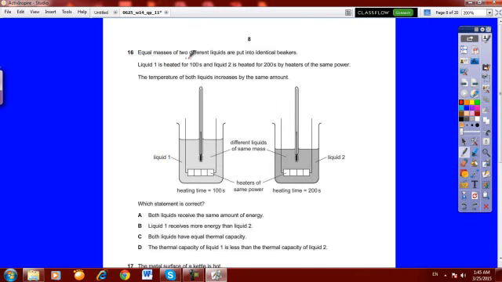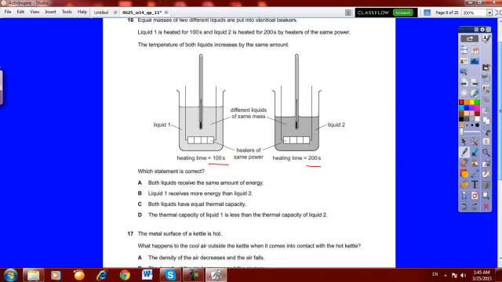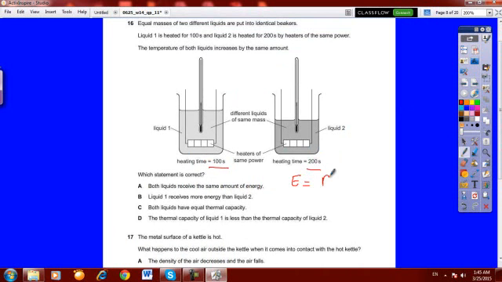16. Equal masses of two different liquids are put into identical beakers. Liquid 1 is heated for 100 seconds. Liquid 2 is heated for 200 seconds by heaters of the same power. The temperature of both liquids increases by the same amount. Which statement is correct? Both liquids receive the same amount of energy? Of course not, since energy is equal to power multiplied by time, and the time is changing, even though the power is the same. Liquid 1 receives more energy than liquid 2.